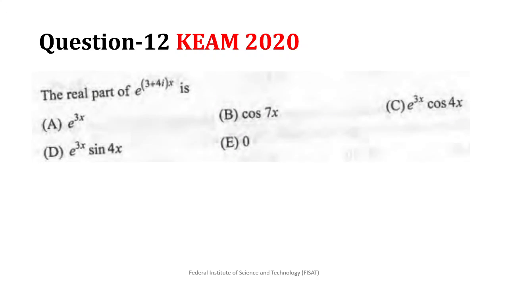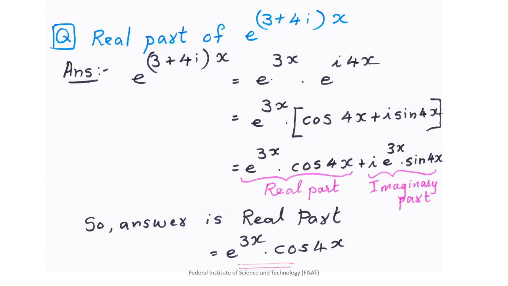This is an easy question. The real part of e raised to 3 plus 4i into x. You can expand it using a raised to m into a raised to n first. So a raised to m into a raised to n is equal to a raised to m plus n. So it is equal to e raised to 3x into e raised to i 4x, which is cos theta plus i sin theta. Separating the real and imaginary part, the real part is e raised to 3x into cos 4x.